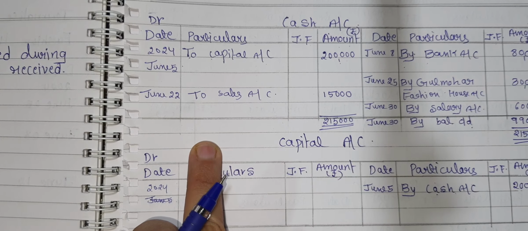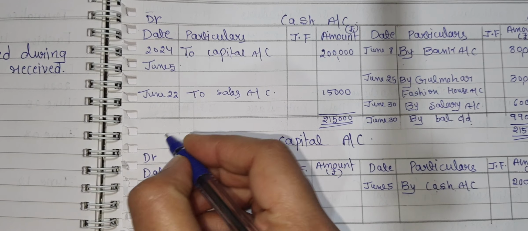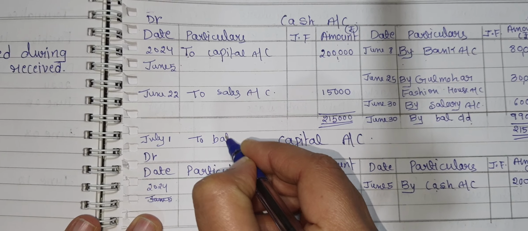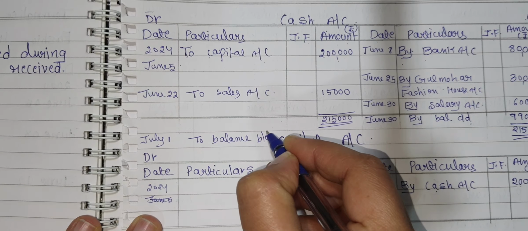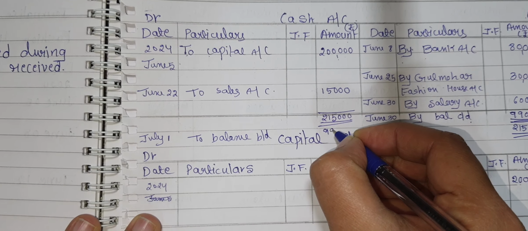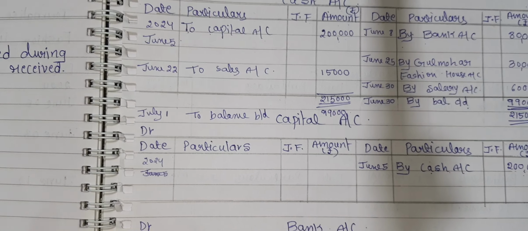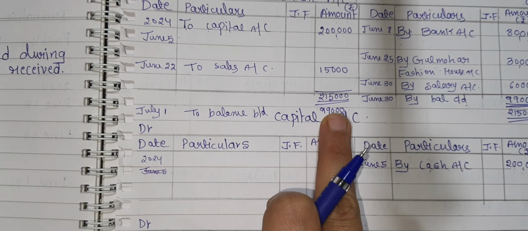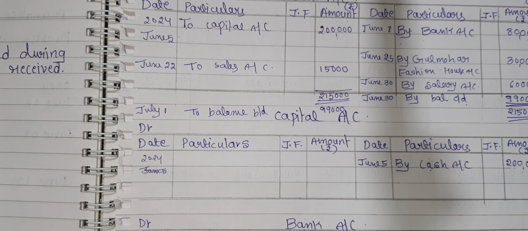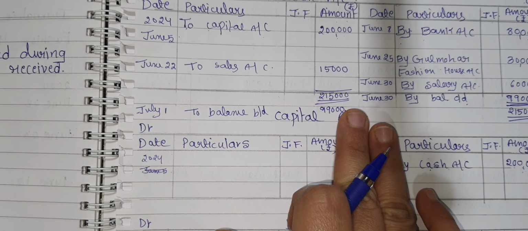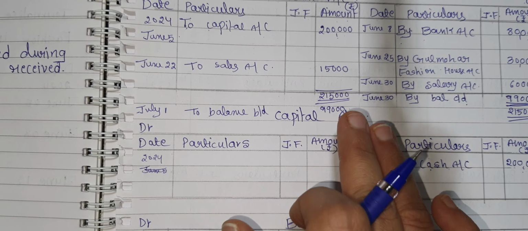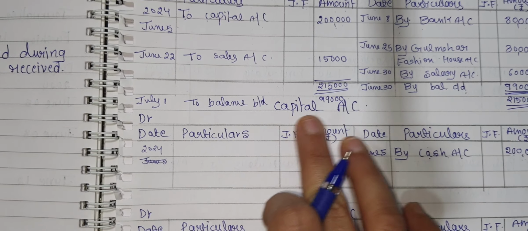Here, in the debit side, we have to write July 1st, to balance brought down, that is rupees 99,000. Sorry, the place is not there here. In the capital account I will explain neatly. Okay, that is to balance brought down, that is rupees 99,000. Fine. So in this way we have to record the entries in the ledger book. Next I will explain the capital account.